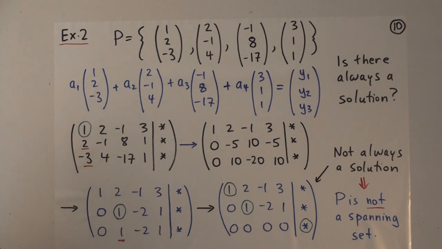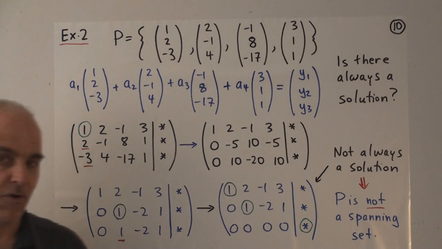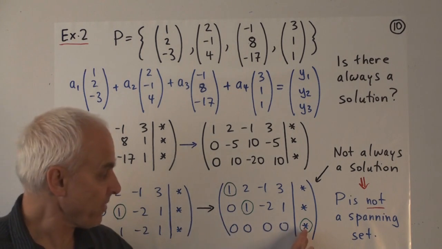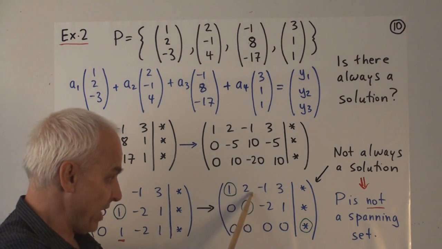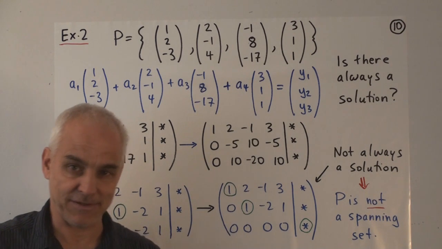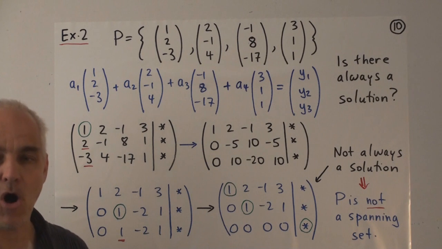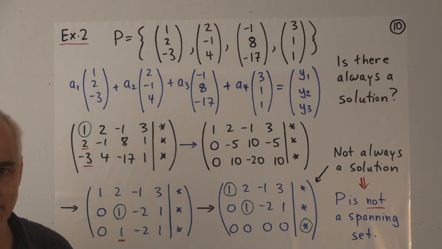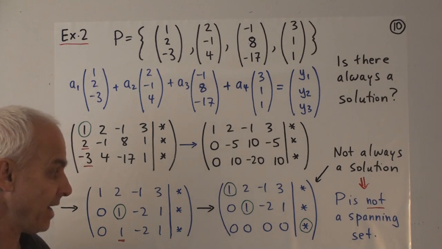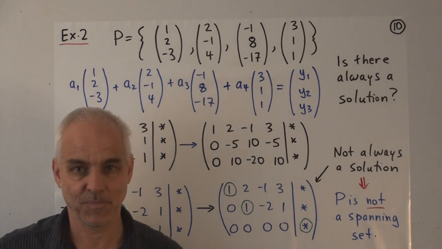Here's the augmented system. We don't need to go any further. It's already in row echelon form. It's not in fully reduced row echelon form because we haven't gotten rid of that 0, but there's no need to do that. We're only interested in the question, does this system always have a solution or not? And the answer is, it does not always have a solution.